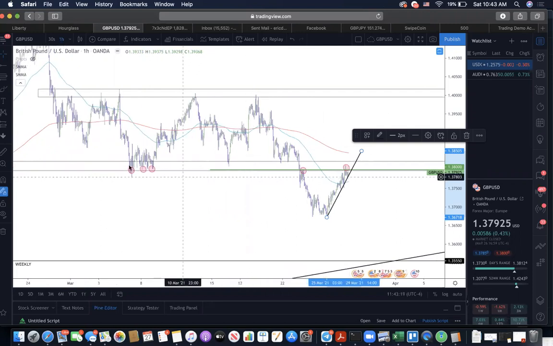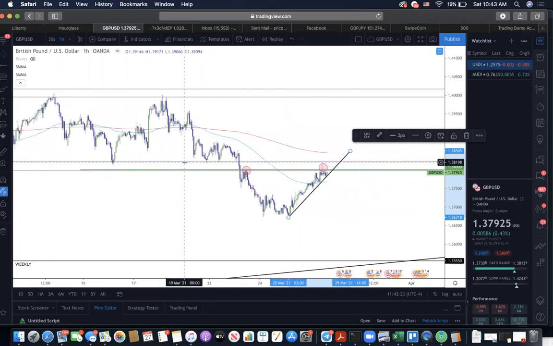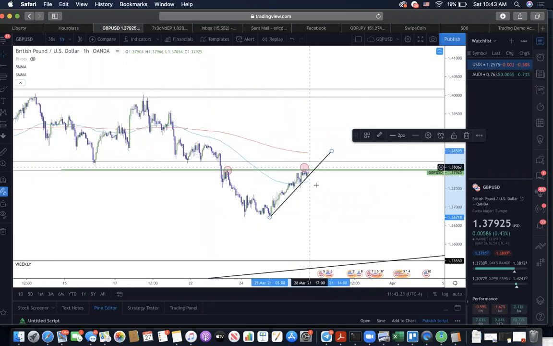Like this structure finally got broken, so price might be ready to drop. We have to wait and see. But I just wanted to just drop some value. I really took my time with this setup. And I love back testing. Just because this is how you prepare yourself for a profitable week.